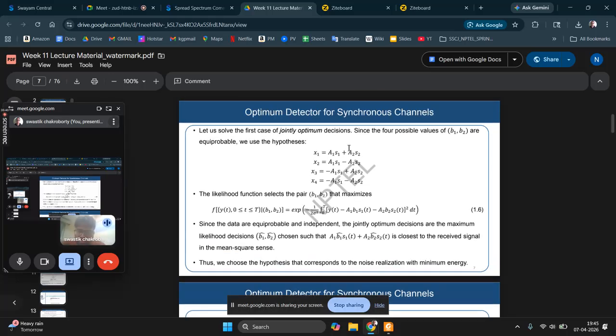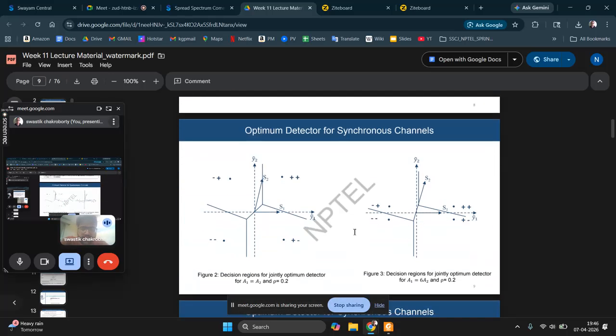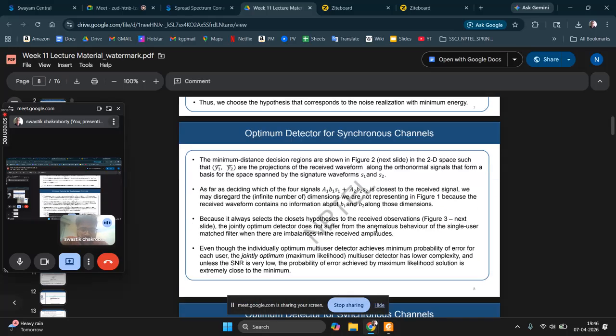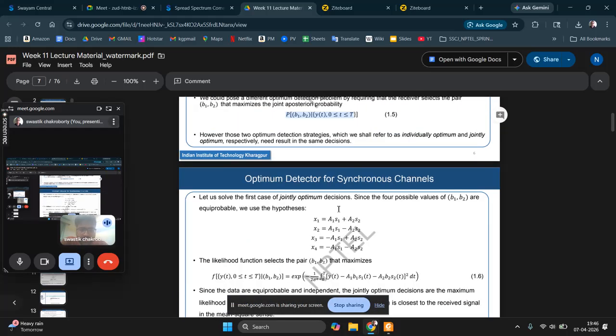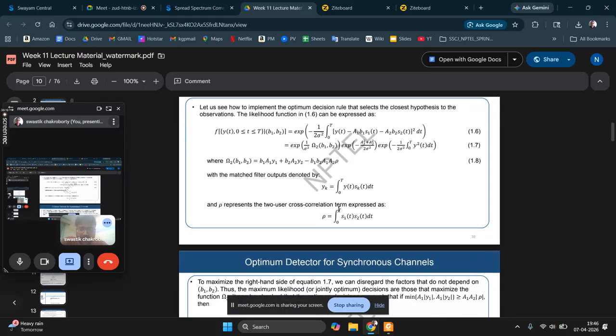Okay, so if you want to solve the jointly optimum decision problem, then there are four possible values: a1 s1 plus a2 s2, a1 s1 minus a2 s2, and so on. So the likelihood function for selecting the pair is given by this. So you have this Gaussian likelihood, and the joint optimum decision is such that the received signal is closest to a1 b1 s1(t) plus a2 b2 s2(t). Okay, the minimum distance decision. So the regions are shown. So you have to choose the one which will, of course, minimize this distance.